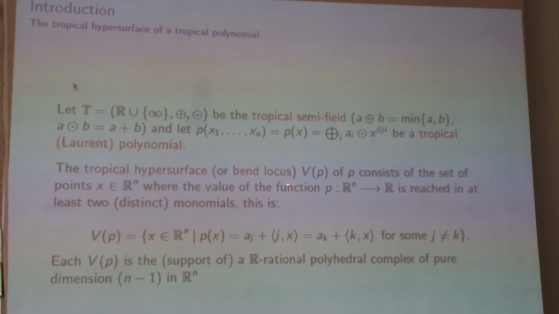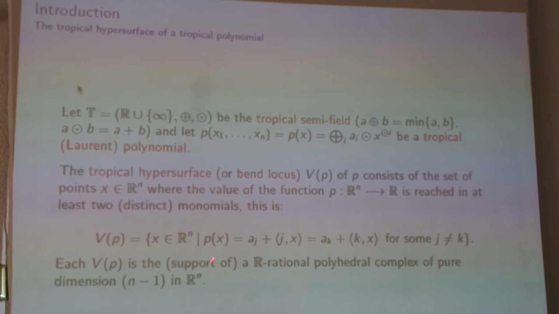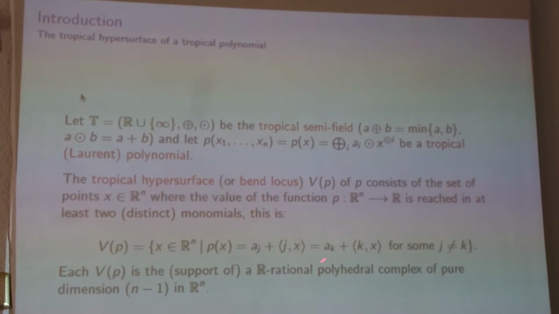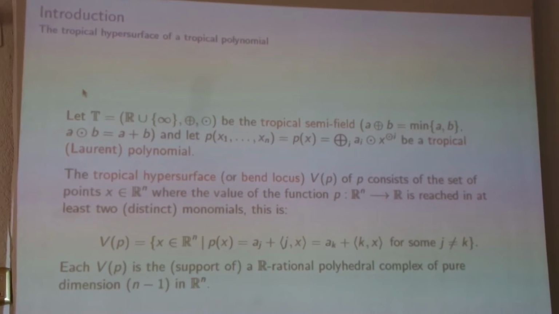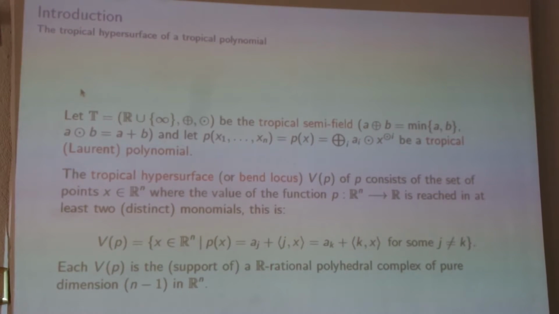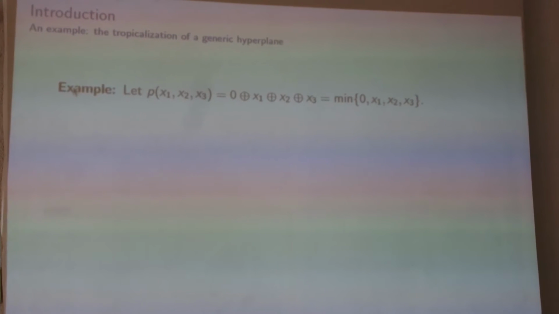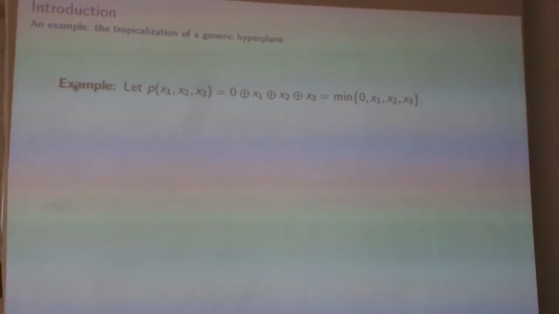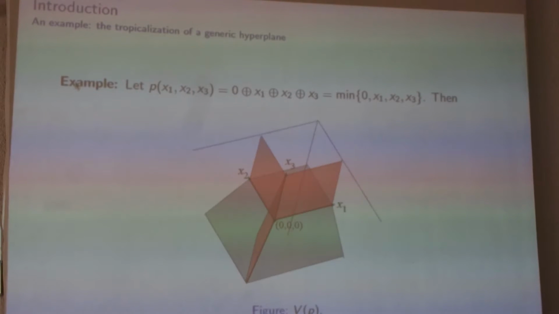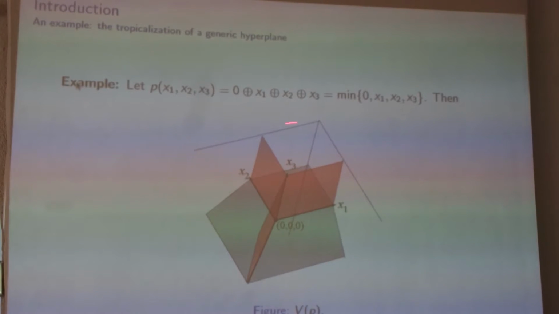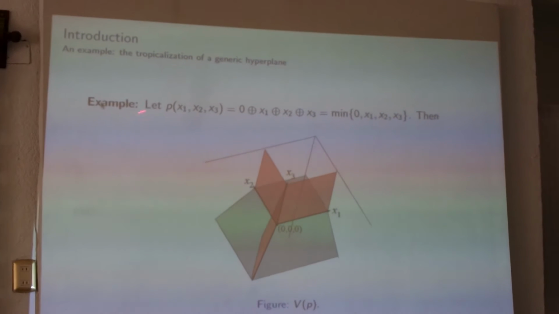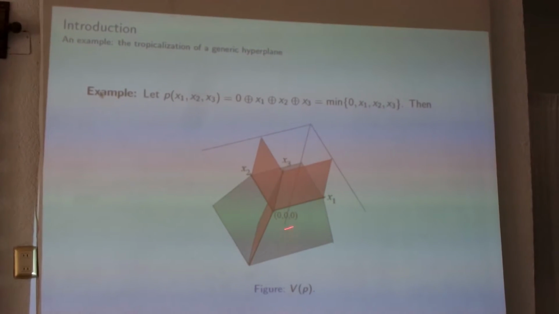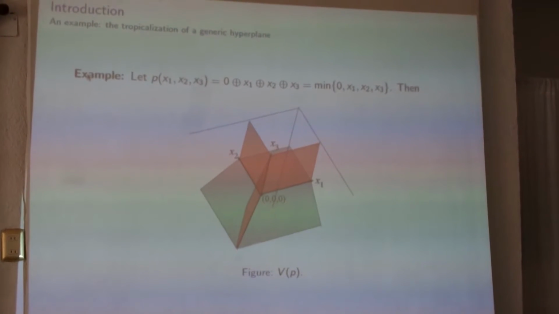Each bend locus of a tropical polynomial is the support of a rational polyhedral complex of pure dimension n-1 in R^n. For example, let's consider this tropical polynomial in 3 variables. And if we compute the bend locus of this tropical polynomial, this is the picture that we are going to get.